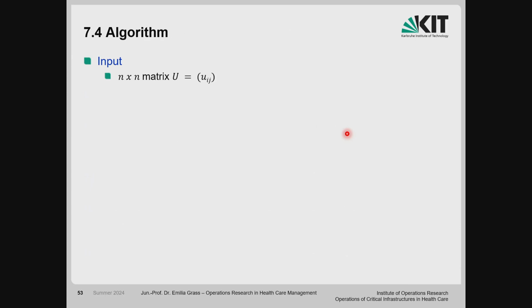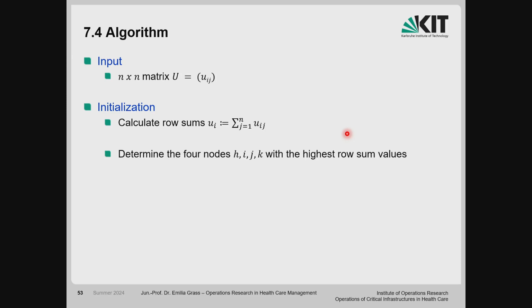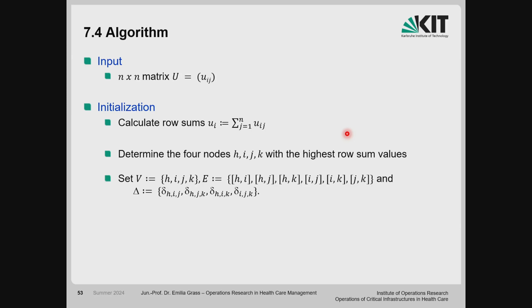Okay, and this is the official algorithm. So you have the preference matrix. You start with calculating all the row sums of the preferences. Then you determine the 4 nodes with the highest row sums. And then you define the graph with nodes, edges, and the triangles. And calculating, of course, the objective function based on this graph.